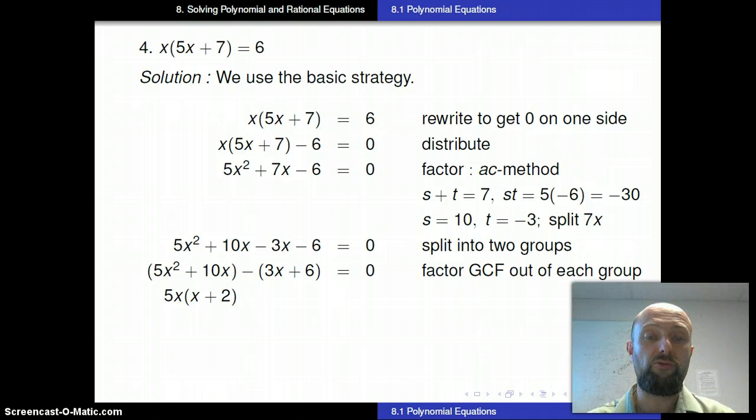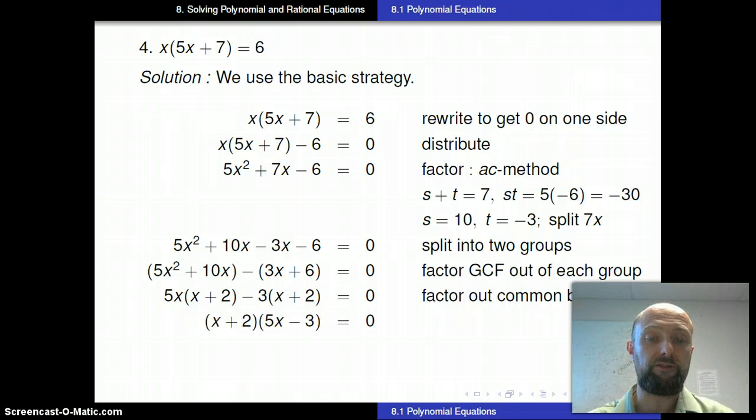For the second group, we have 3x and 6. The greatest common factor is 3. When we factor out 3, we are left with x plus 2. Now we factor out the common binomial x plus 2 and are left with 5x minus 3.